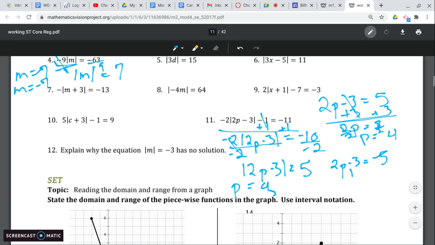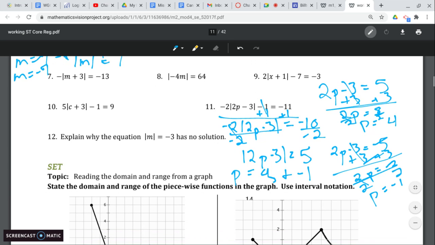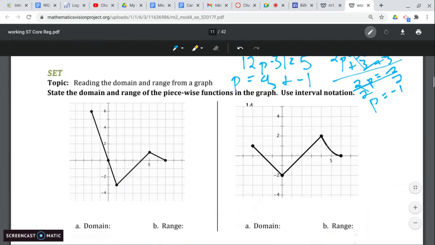Now we do the second one, still adding 3 over. But now we have negative 5 plus 3, which is going to give us 2p equals negative 2. Divide by 2. So p equals negative 1. So for that one, p is both 4 and negative 1, since we have two solutions for these. Okay? All right.